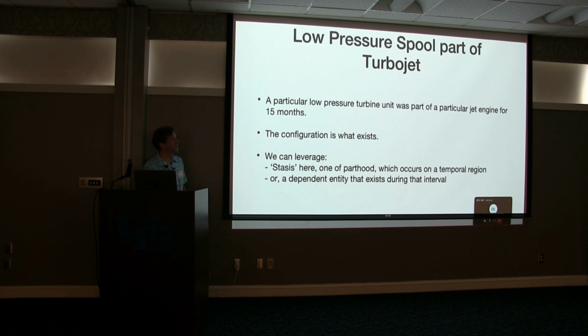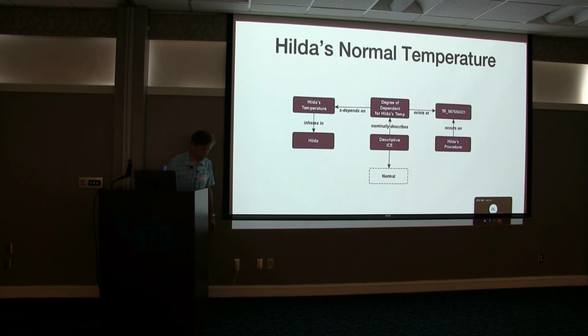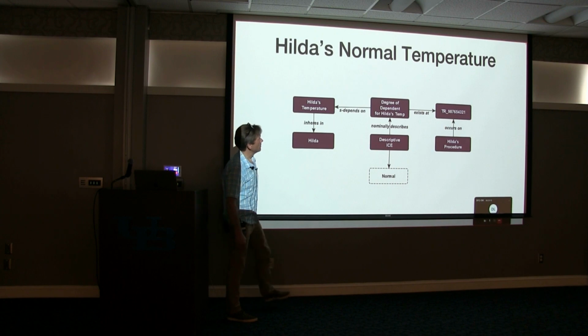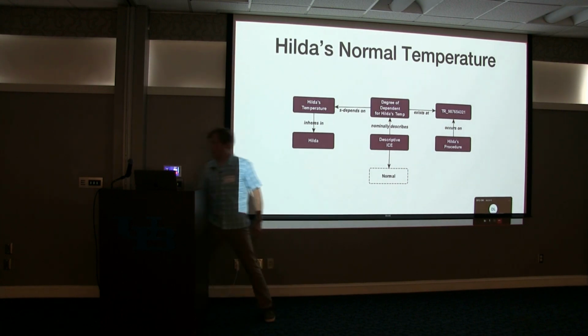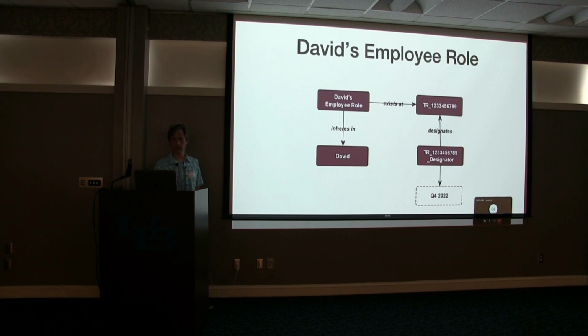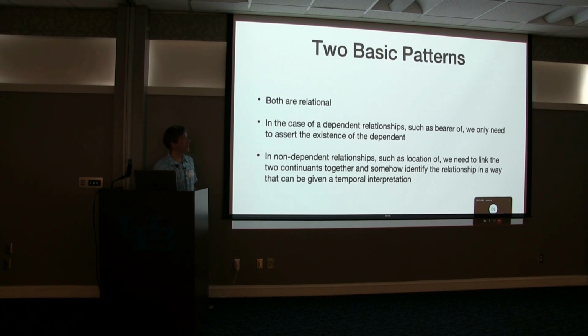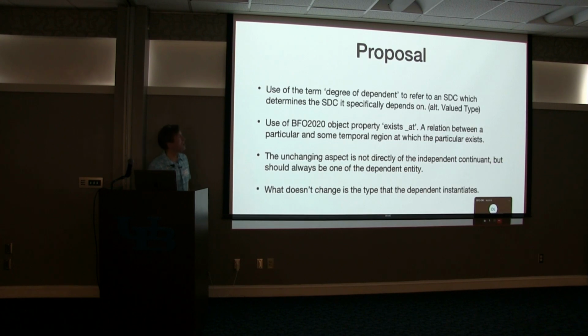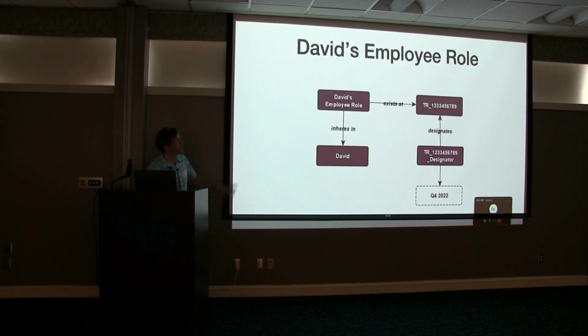Yeah, hold on, can you go back? So can you point to where the stasis idea is in this slide, please? There is no stasis here, right? I'm saying we don't need stasis for this case, for dependent relationships like bearer of. So in both of these cases, we don't need a stasis of role because we can just say it exists. It can't be anything else. What's not changing is David's role as an employee during that fiscal quarter.